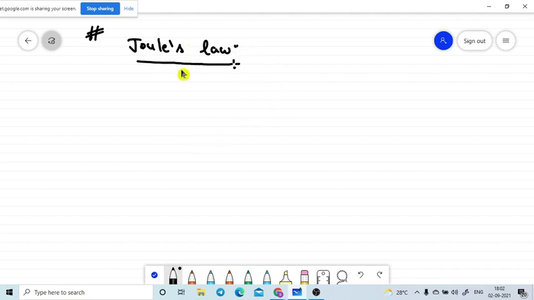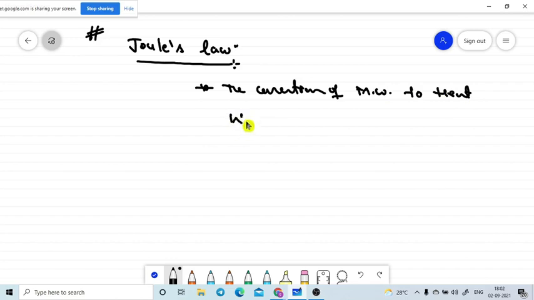So this law tells about the conversion of mechanical work to heat energy. It tells how the conversion happens: the mechanical work W is directly proportional to the heat energy. So this is Joule's law. What is it telling?